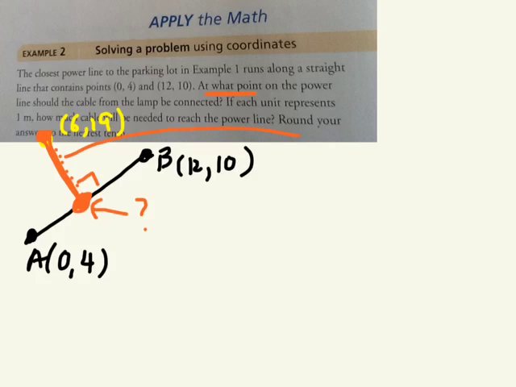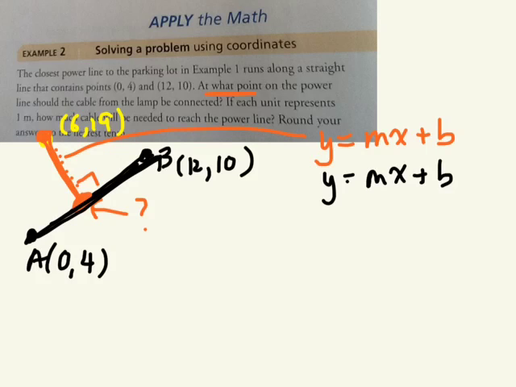So we need to know the equation of this line. We also need to know the equation of this line, right? And we're looking for what point they meet. So at what point do these two lines intersect? That's going to be the point where they connect the power line.